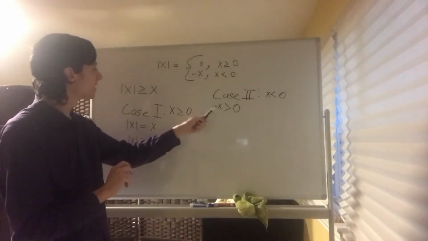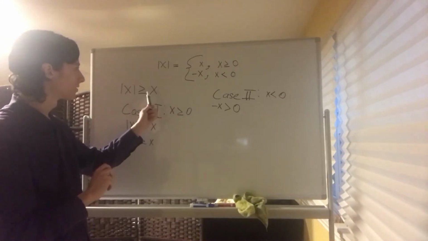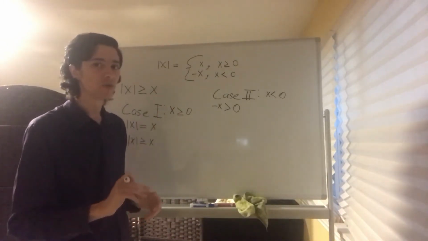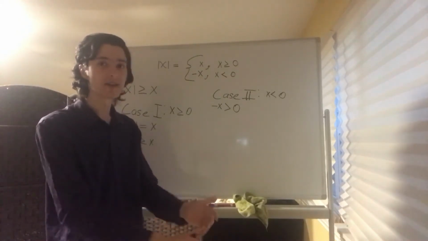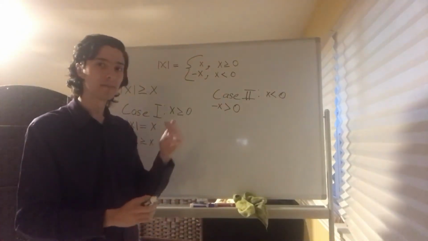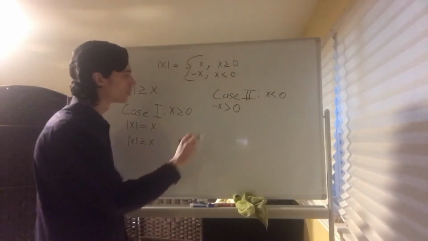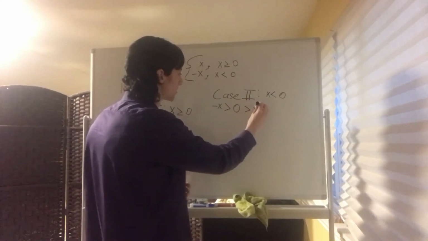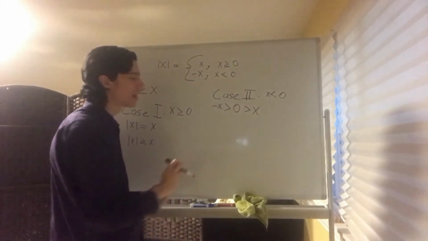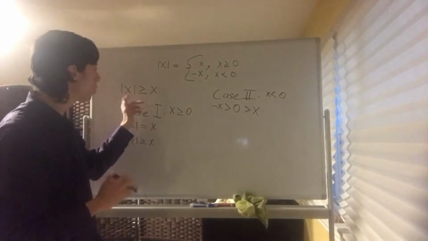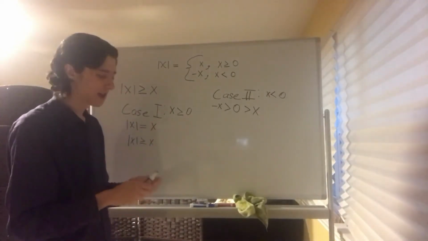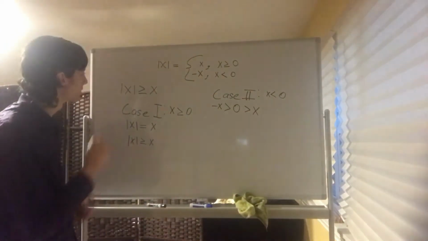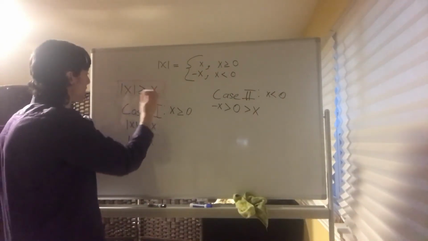So is negative x greater than x? The answer is yes, because even though we have negative x, it's positive because we're multiplying a negative by a negative. So we can say negative x is greater than 0, which is greater than x. So therefore, by transitivity, this inequality holds. And therefore, we have proved this first property of absolute values. And we can call this property 1.